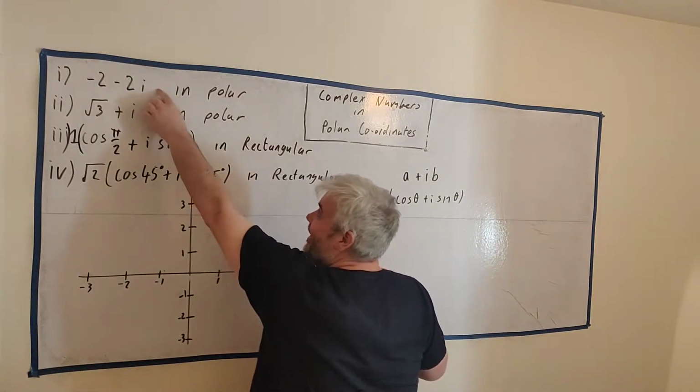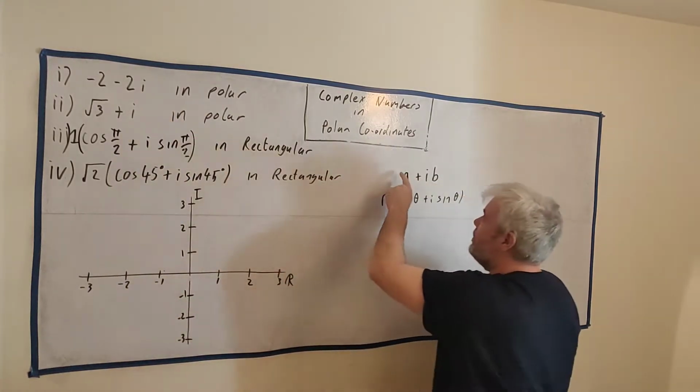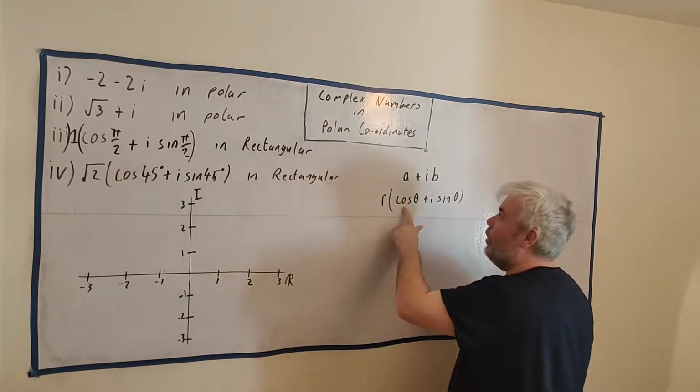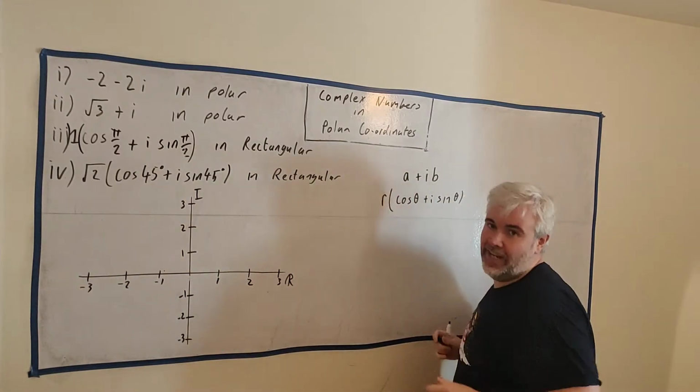We're going to change this one into the polar form. Number 2, we're going to change from rectangular to polar again. Question number 3, we're going to change from polar into rectangular. And number 4, we're going to change from polar into rectangular.